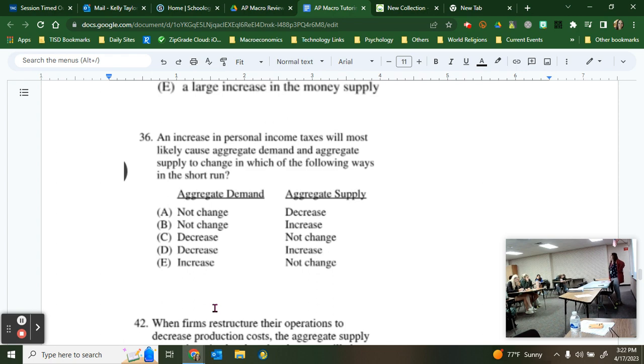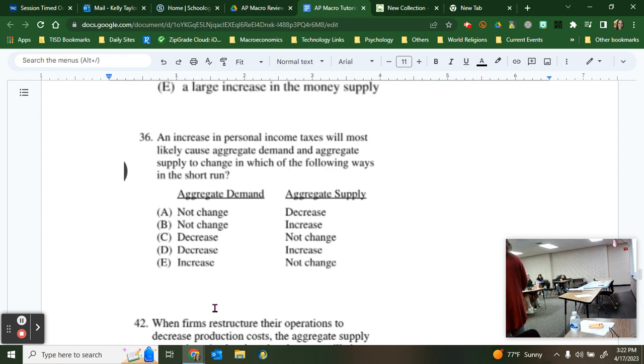It is not a change of number of sellers or input prices or technology or any of those. Because it says personal income taxes. If it was corporate income taxes, then probably aggregate supply would decrease as well. But it just says personal income taxes, which affects consumption and not aggregate supply. So it should be C.